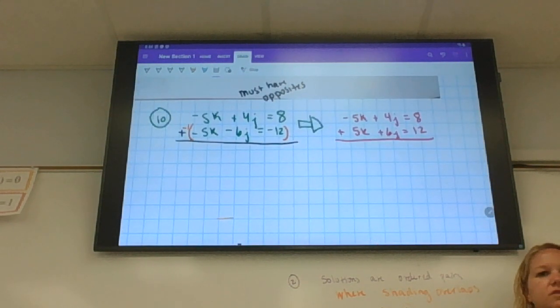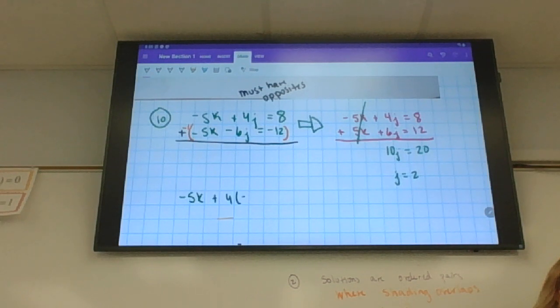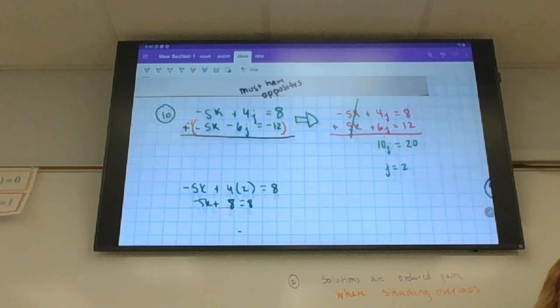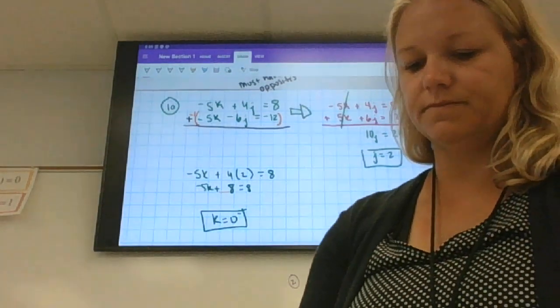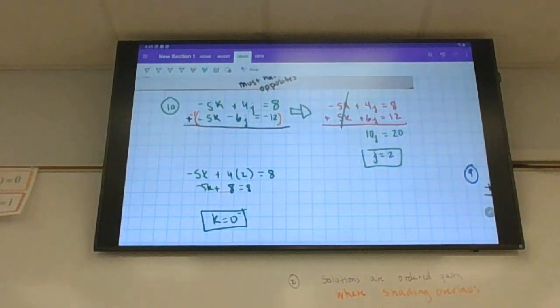Tyler, you have a question? Is this from the homework yesterday? This is due right now. That's what I'm saying. I can't get all the way up. K equals 0 and J equals 2. Oh, I got it right.